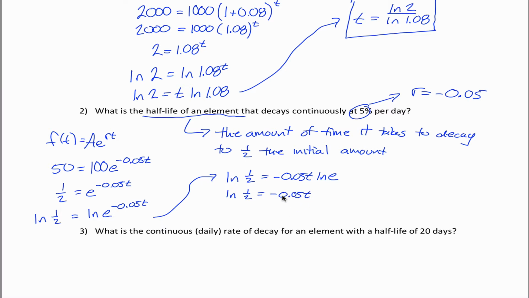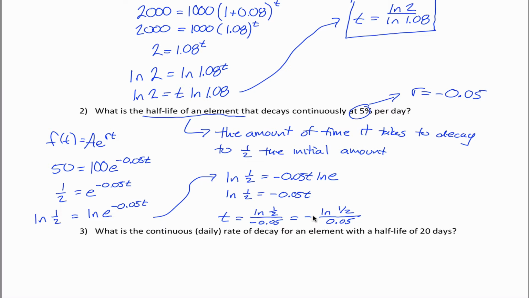So get the t by itself. How? Divide both sides by negative 0.05. I get t equals the natural log of 1/2 divided by negative 0.05. I am of the opinion that it looks a little bit weird to have a negative in the denominator. It's not incorrect, but often you'll see this written more like this.